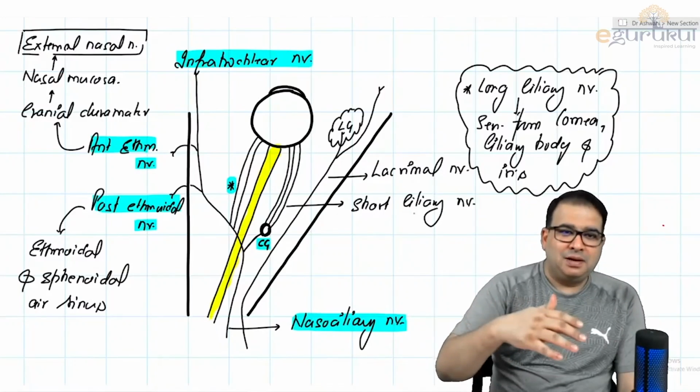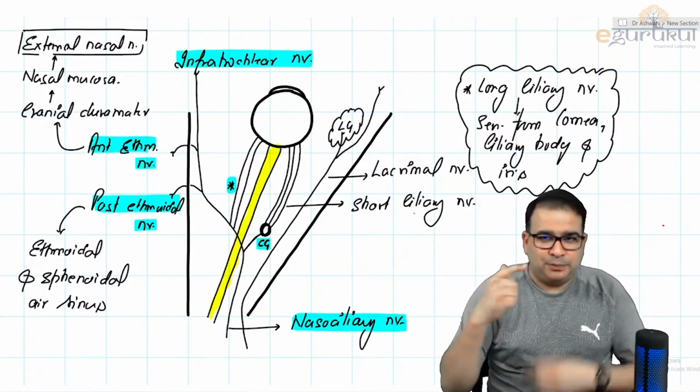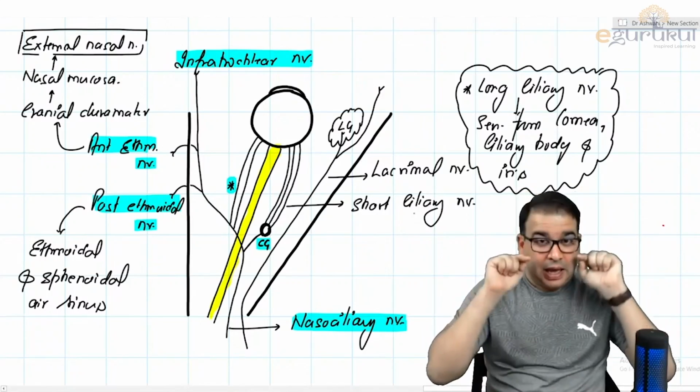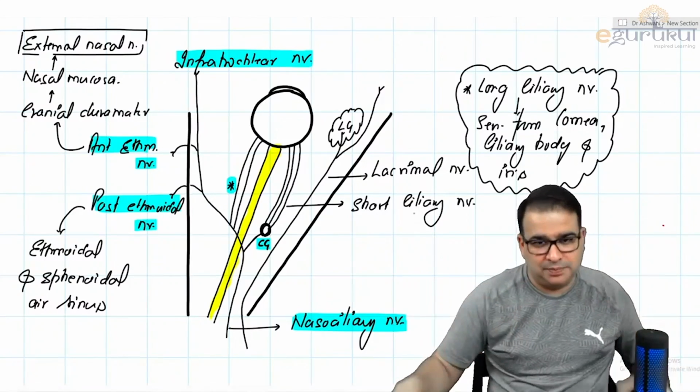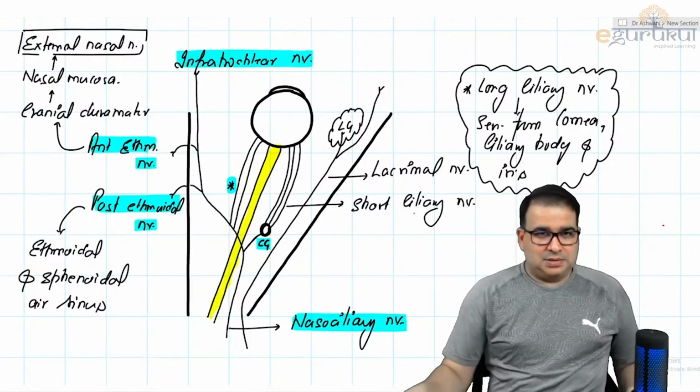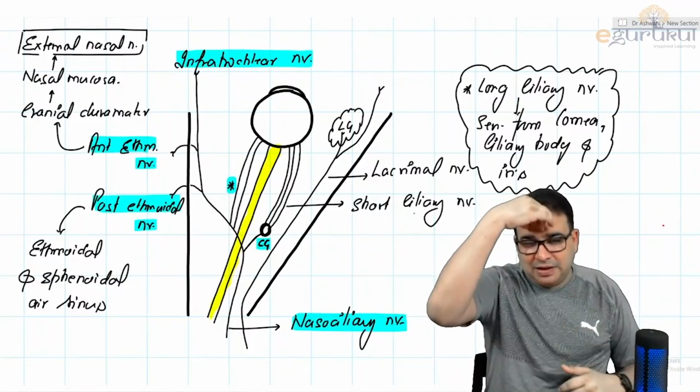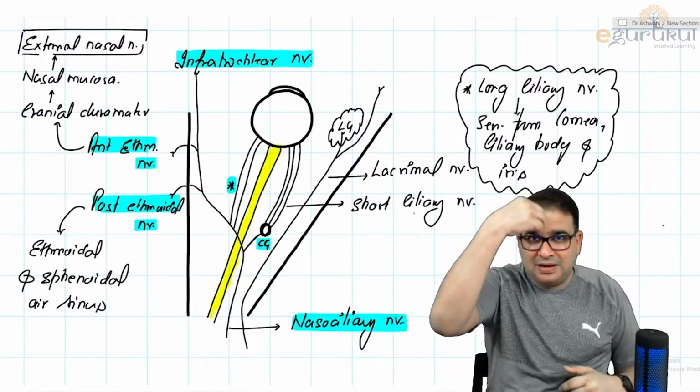The nerve comes to the medial side and gives off the posterior ethmoidal. But the posterior ethmoidal nerve just supplies the ethmoidal air sinus and the sphenoidal air sinus. Anterior ethmoidal nerve has a longer course. Anterior ethmoidal nerve goes into the cranial cavity and supplies the dura mater of the anterior cranial fossa.